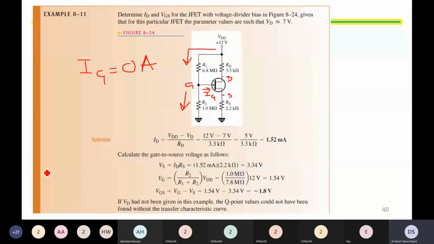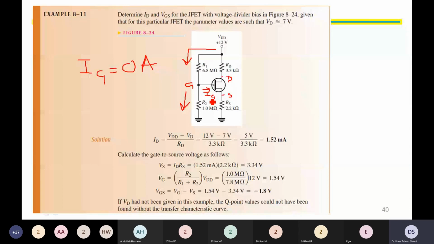So let us start from the beginning. The gate current is 0 because there is a high insulation between gate and source inside the FET or the JFET. Gate current is 0, therefore we can conclude that current in R1 and current in R2 are the same. No current will leak into the gate and source.